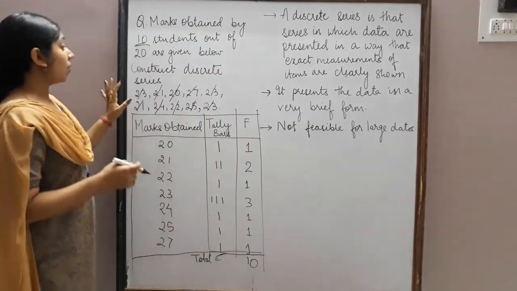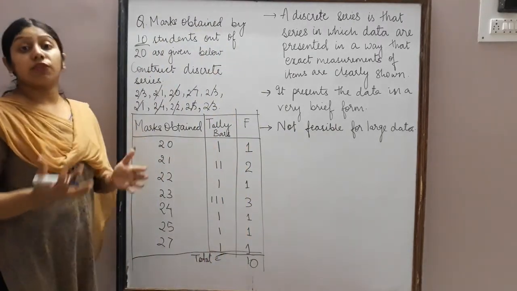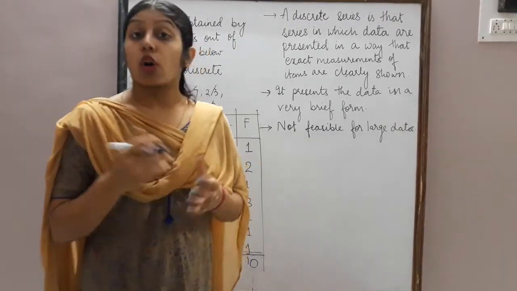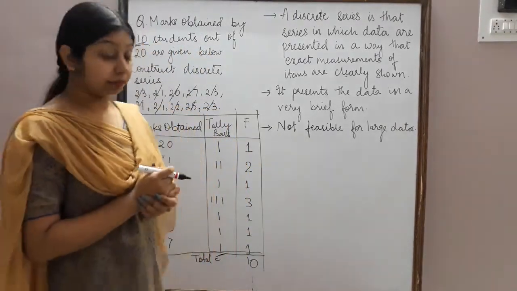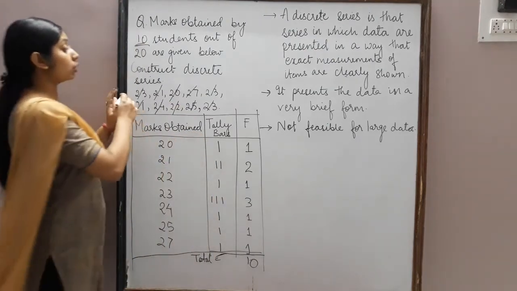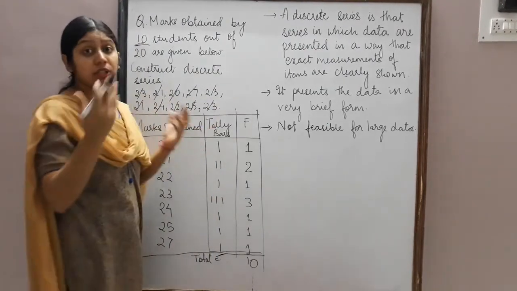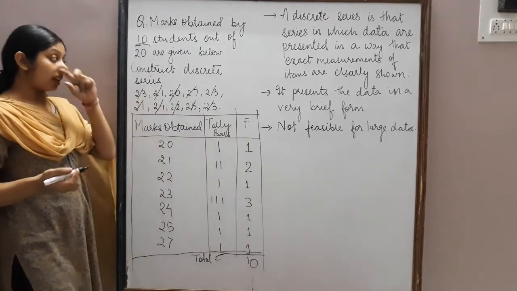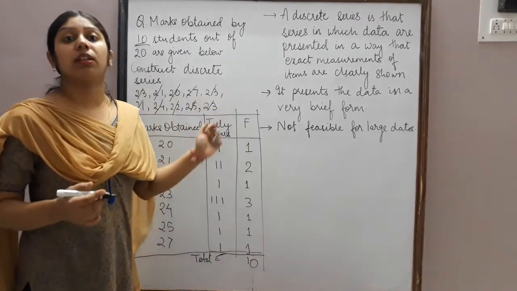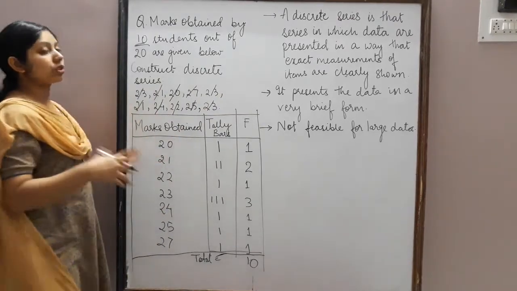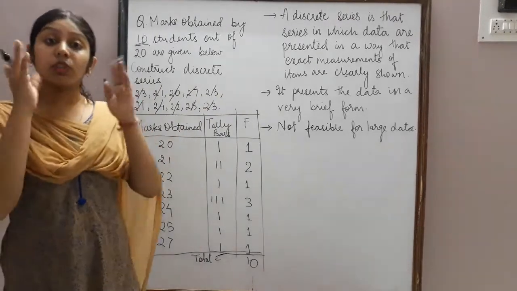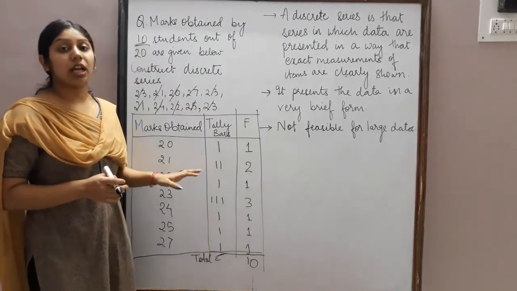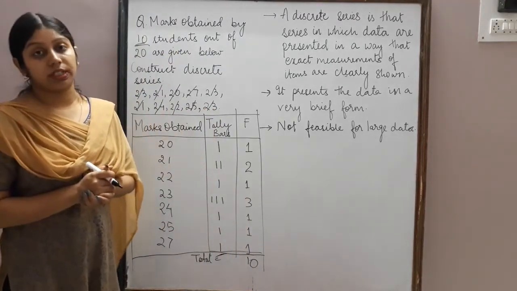This is okay if you have data of 10 or data of 15. But what if you have data of 500 students or 1000 students? Then will you be able to sit and write? Suppose the question says there are 1000 students and these are the marks obtained. For 1000 students there will be 2 to 3 pages where only the marks will be written. So it is not feasible for large data. It is very good for smaller data.